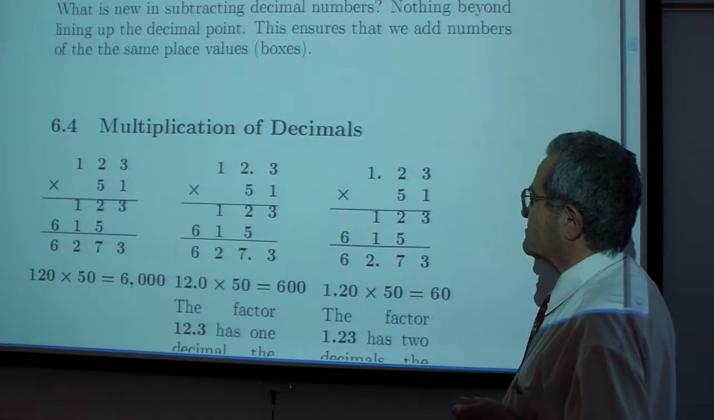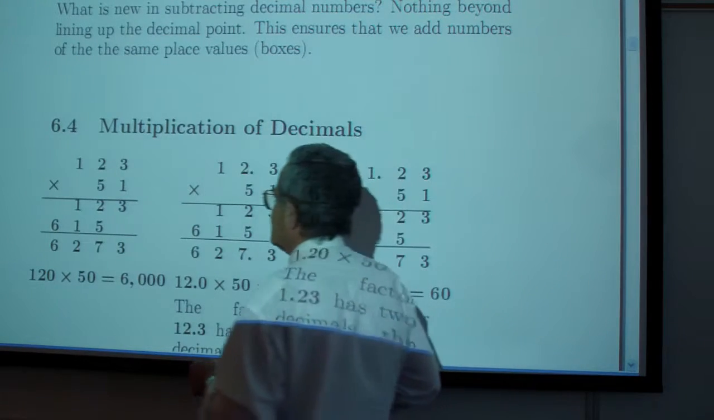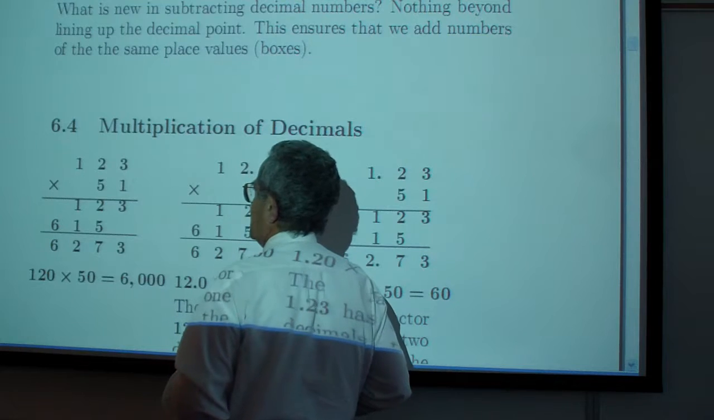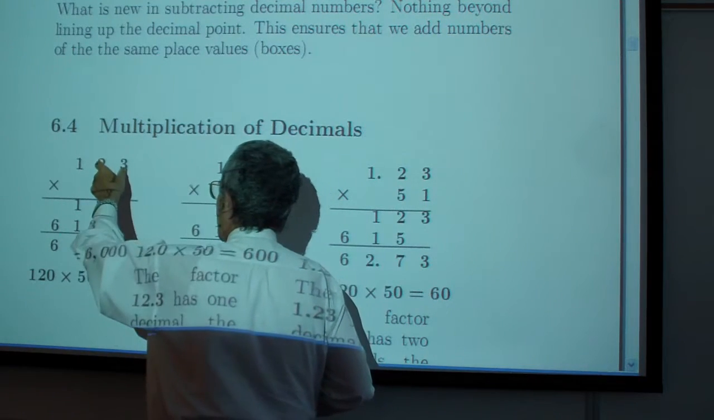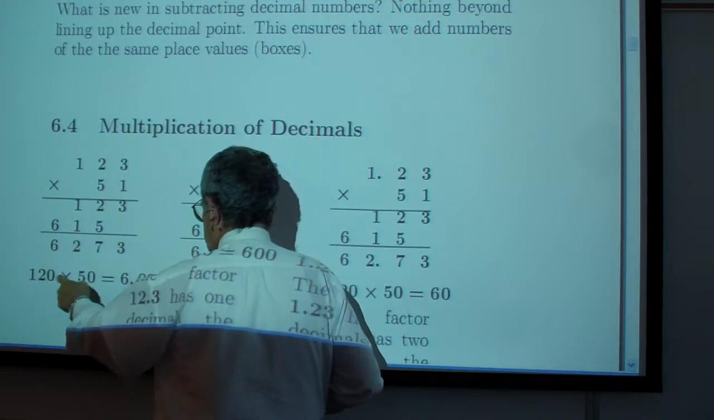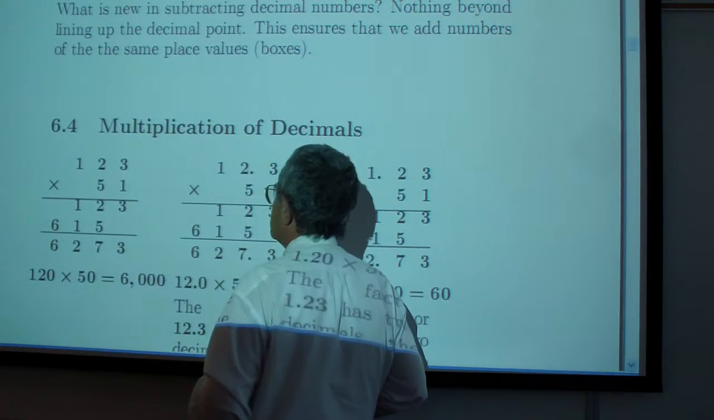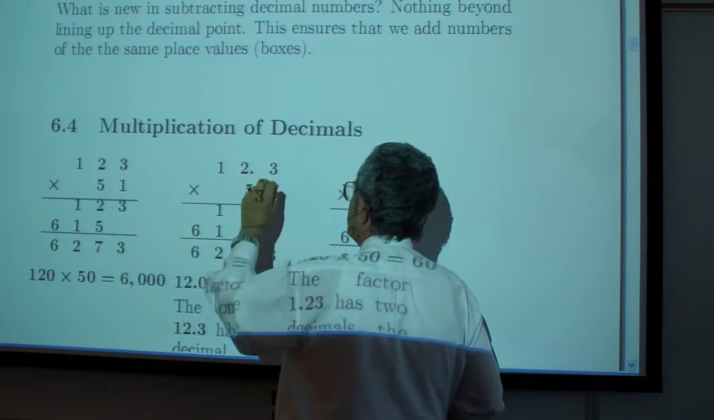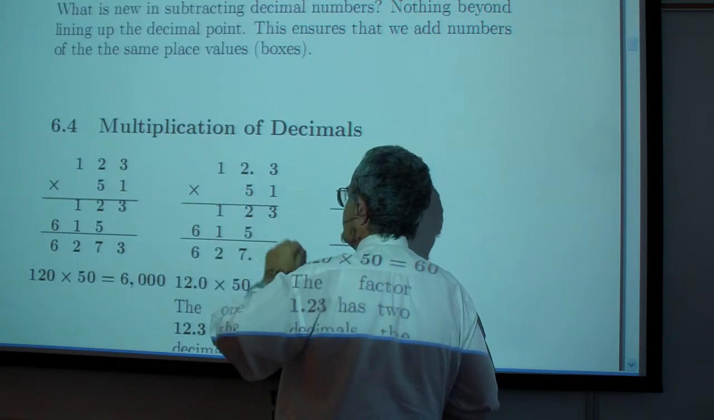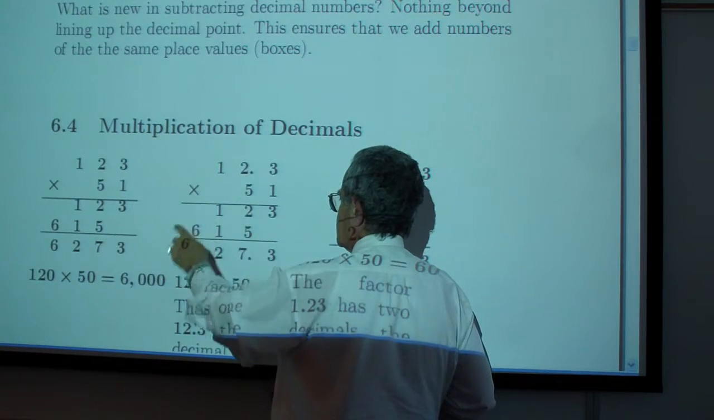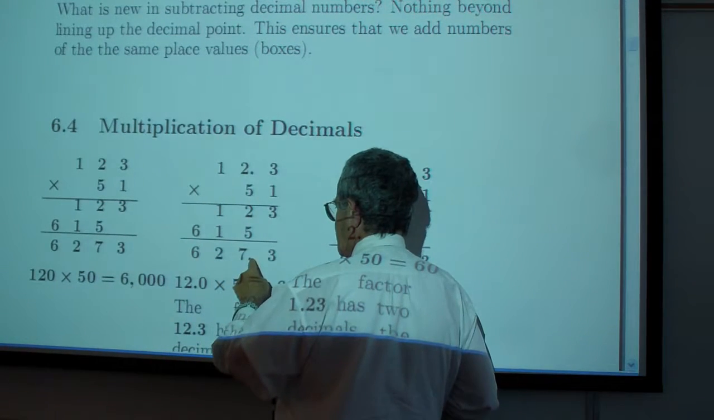Multiplication of decimals. 123 times 51 is 6,273. A quick check, 120 times 50 is 6,000. 6,273. 12.3 times 51. 12 times 50 is 600. My result is 600 something. The decimal point belongs here.